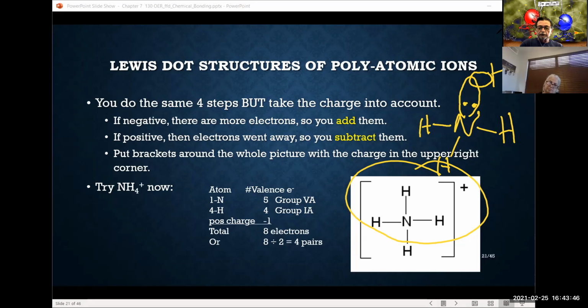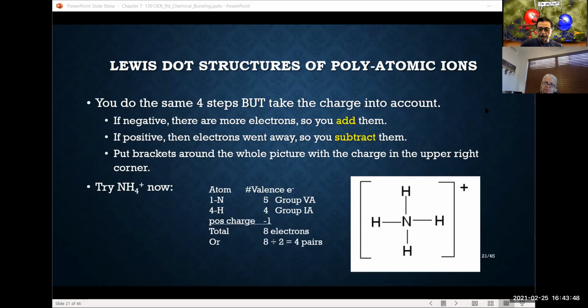Let me clear this up a little bit. The ammonium ion originally came from ammonia, and it tied up a proton, or a hydrogen plus. And therefore, because it tied up, that lone pair now has a positive charge. The whole molecule has a positive charge. So we have to subtract one.